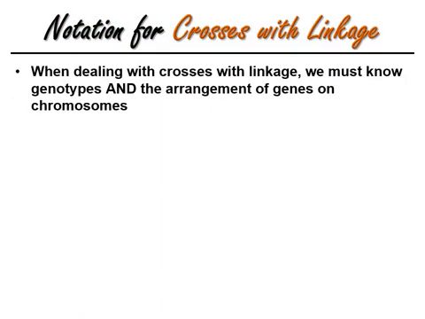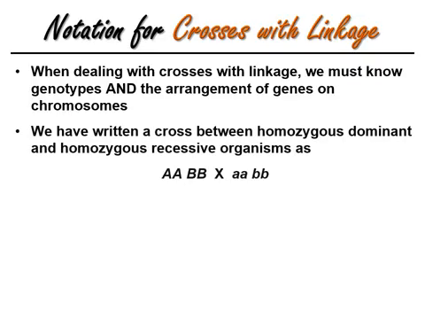All right, so now that we have a general idea of what crossing over is, when we're talking about the different alleles of different genes on the same chromosome, when you're dealing with crosses with linkage, it's important to know the genotypes and the arrangement of genes on chromosomes. So we have been writing things without this information. We've written a cross between a homozygous dominant and homozygous recessive as this. But there's problems with this notation.